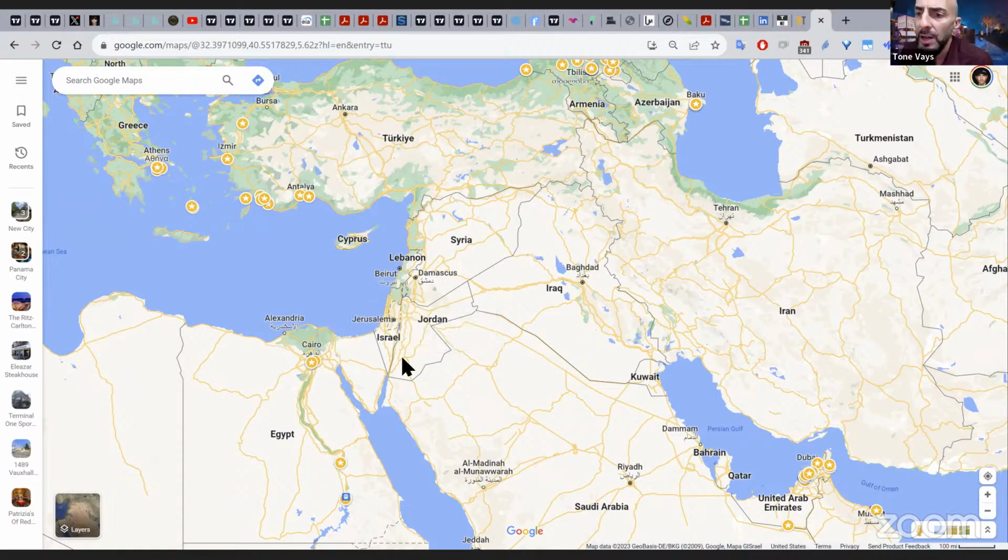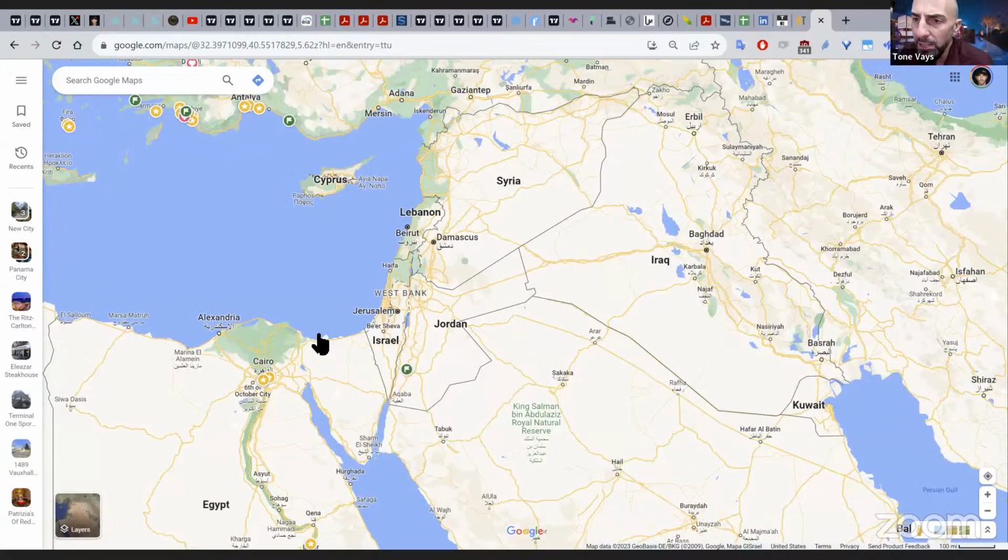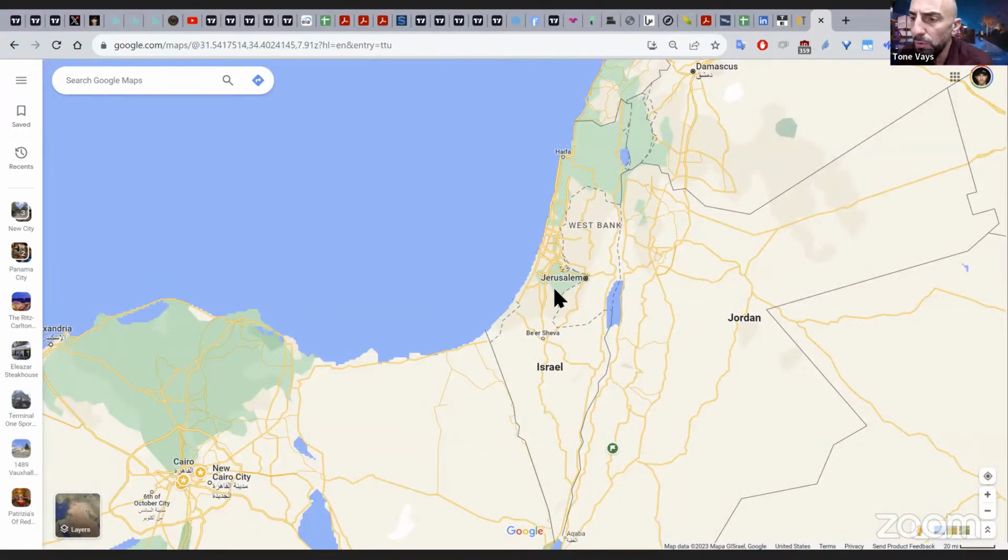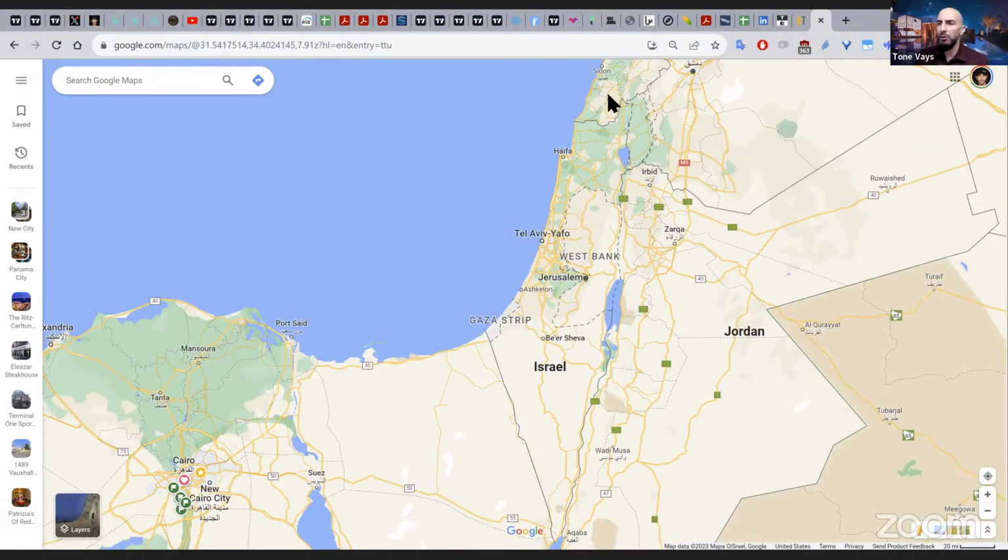In addition, the Gaza Strip has been opened for people to move around, and they could have made their way from Hezbollah through illegal means into the Gaza Strip.